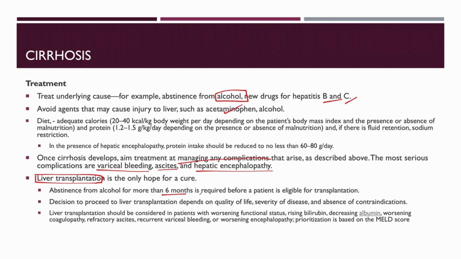You have to be pretty sick to be eligible to receive a liver transplantation. And the decision really has to be based on whether or not the transplantation is going to improve their quality of life, whether they are going to be able to tolerate it, and that they have no contraindications to getting the liver transplantation. And we base transplantation on what we call the MELD score. It prioritizes patients, and we'll cover that in a minute.